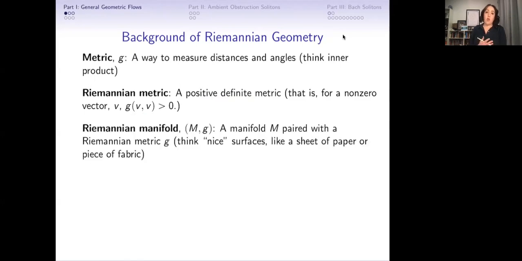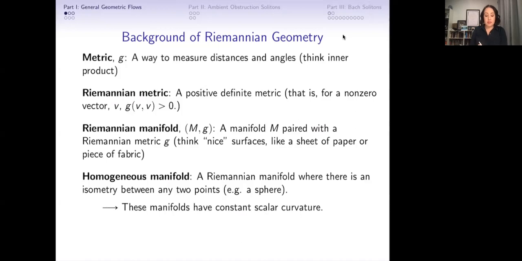Moving on, we want to consider different types of objects, and the object that we will consider is a manifold, a Riemannian manifold specifically. So that's going to be a manifold M paired with a Riemannian metric g. Again, think about this as a nice surface, like a sheet of paper or a piece of fabric. They are surfaces that behave like you think that they would, broadly speaking. Okay, and so a surface would be a two-dimensional manifold, as you may know, but we can also look at 3, 4, 5, n-dimensional manifolds, all just the same. Okay.